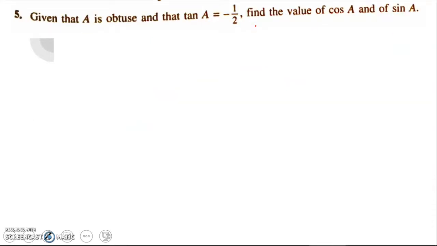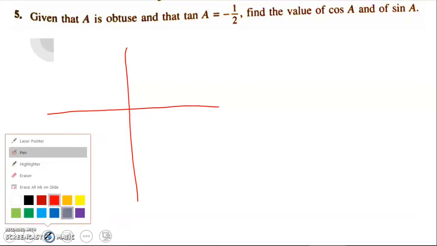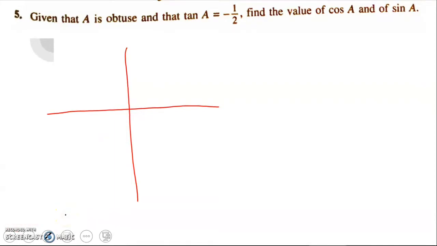5. Given that A is obtuse. Well, obtuse means from 0 to less than 180. Greater than 0, but less than 180. I know it's going to be in Q2. It's an obtuse angle, so I know it's going to be Q2. This angle is going to go from here to here.